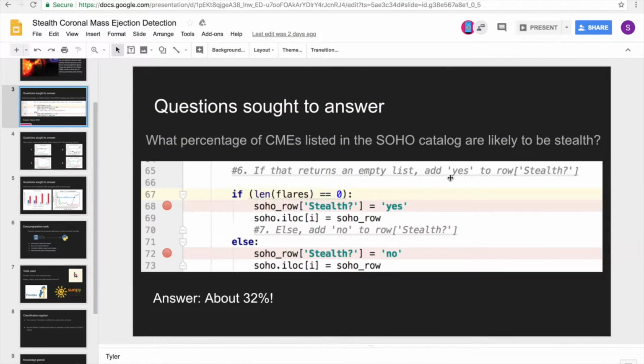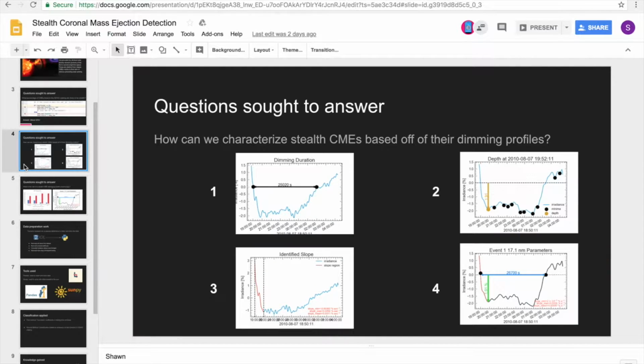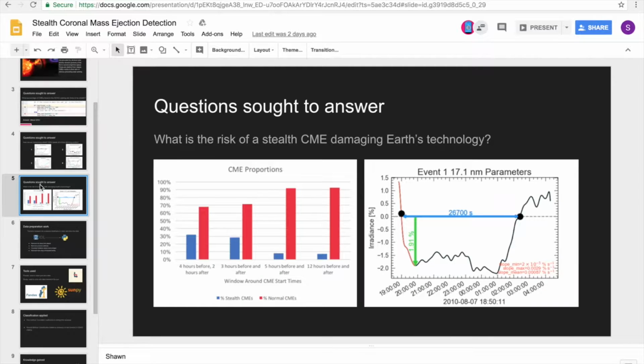The questions we sought to answer in our project were, what percentage of CMEs listed in the SOHO catalog are likely to be stealth? How can we characterize stealth CMEs based off of their dimming profiles? And what is the risk of a stealth CME damaging Earth's technology?